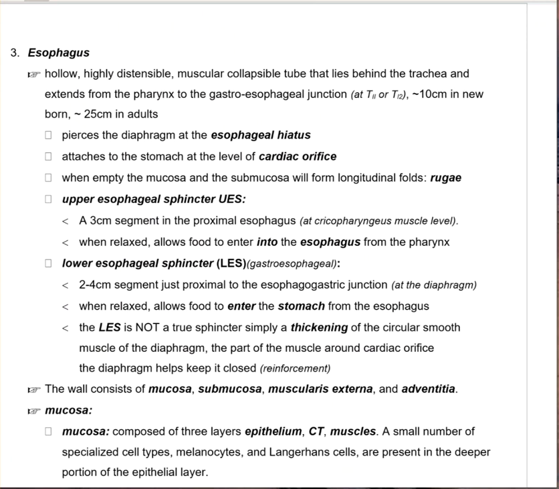It's a distendable, collapsible tube. So normally the esophagus is closed, and when food goes in it, then it opens to the size of the food, all right? It lies behind the trachea and extends all the way down to the stomach. It has to then pierce the diaphragm at the esophageal hiatus, which is the name of the area where it goes through the diaphragm. And it attaches to the stomach at the level of the cardiac orifice, which, as it's implied, is near the heart.